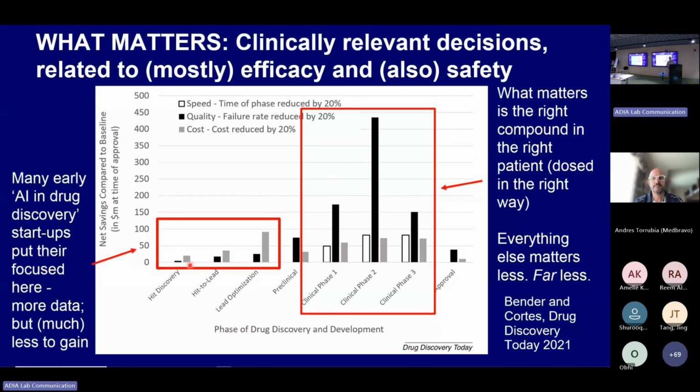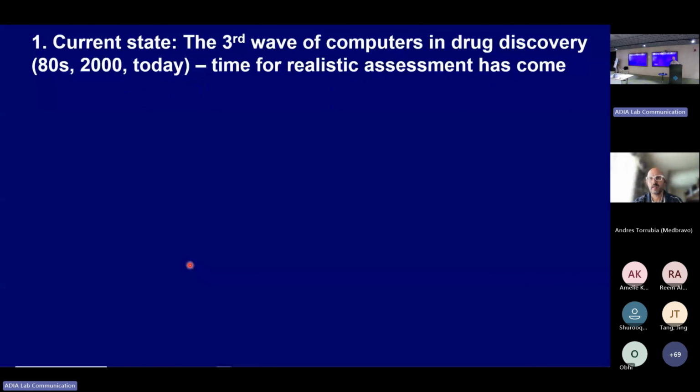Focus on what matters in a given context. What matters in drug discovery are the decisions that matter in the clinic: a compound that is safe, a compound that's efficacious, so that it cures the disease. Okay, so that is what matters in our area. Let's review what actually happened.